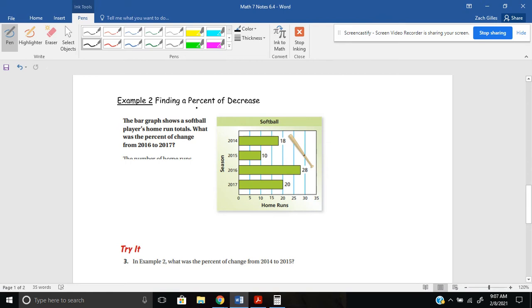Example 2 says, find a percent decrease. So the bar graph shows the softball players' home run totals. What was the percent of change from 2016 to 2017? So we're looking from 2016 to 2017. You'll notice in 2016 they had 28 home runs, and in 2017 they had 20. So we decreased by 8 home runs in that 1 year.